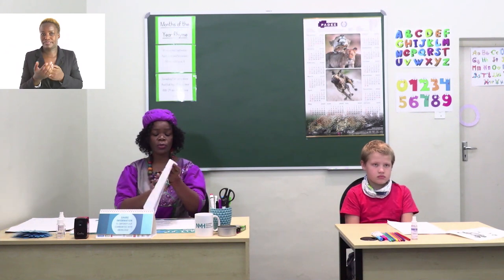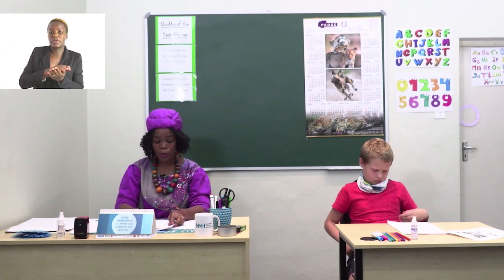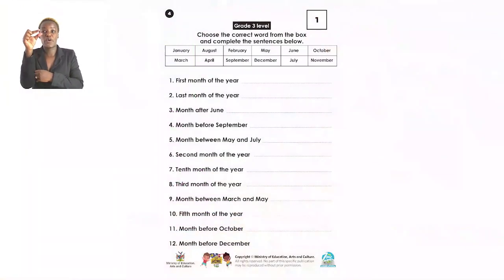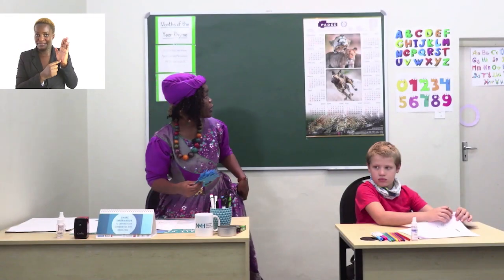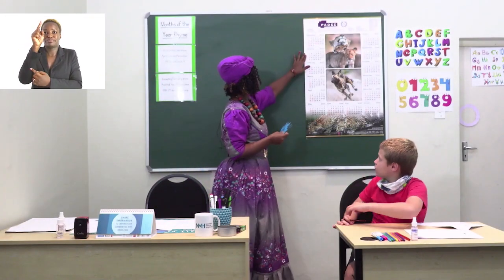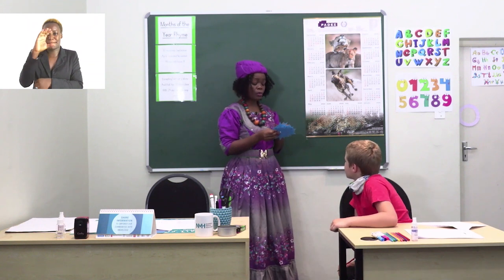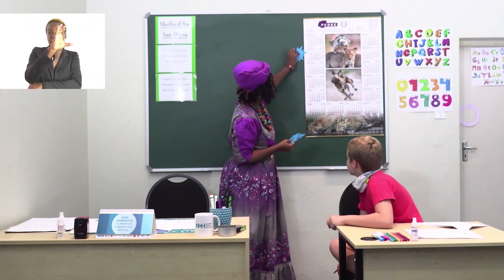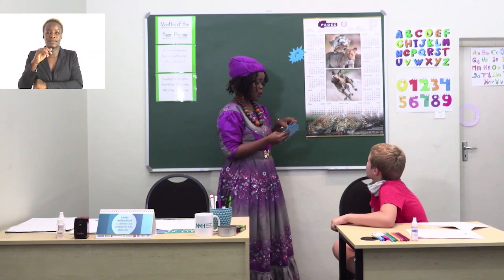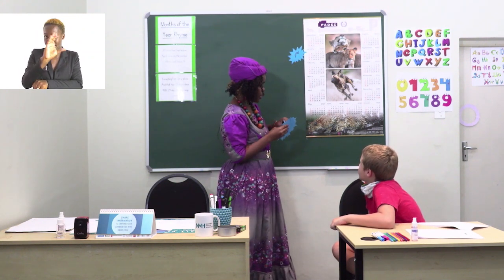Now, how about we turn to page 4 for the grade 3 level. There we have all of the months of the year, but they are actually not in the correct order. So I have a calendar here. I would like us to read all the names of the months of the year with me. The first month is January. The second one will be February.